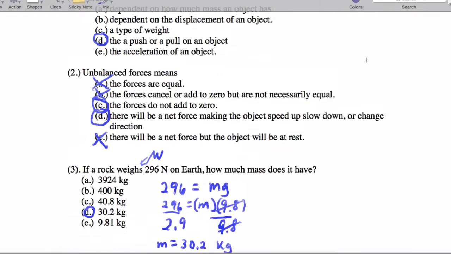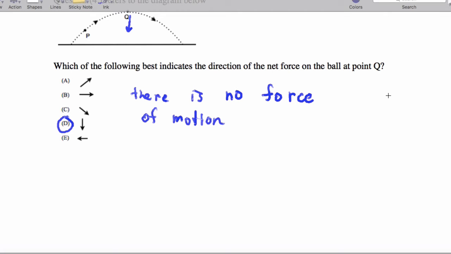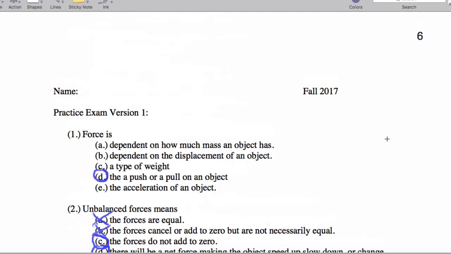So that is page 1 of the practice test, and we'll take a look at page 2 in the next video.